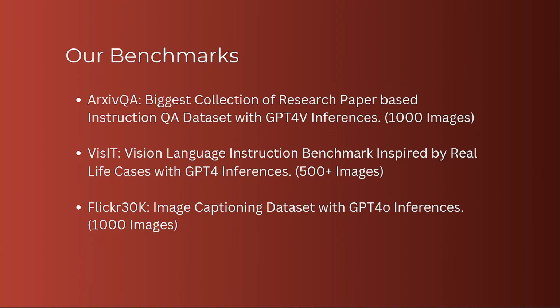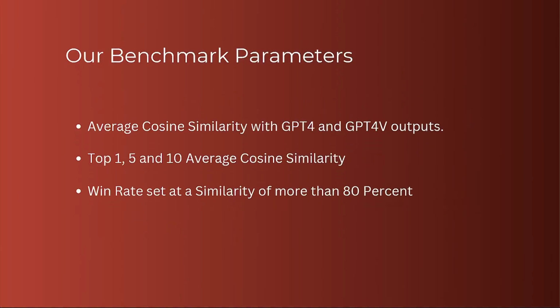For evaluation, I chose cosine similarity to measure the semantic similarity between the text and the references. This gives us metrics such as win rate, where performance exceeds a threshold, and top 1, 5, and 10 average cosine similarities for both the inferences and the predictions.